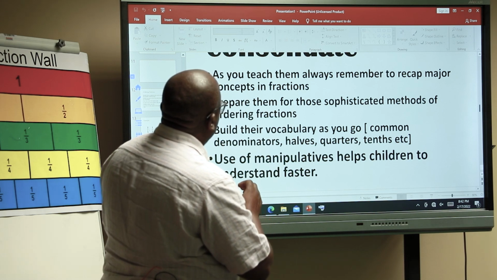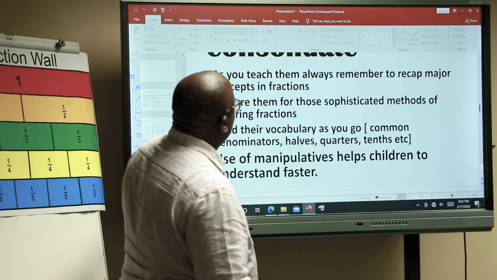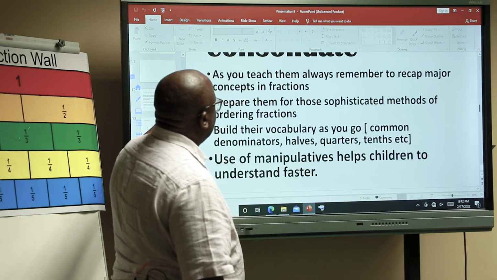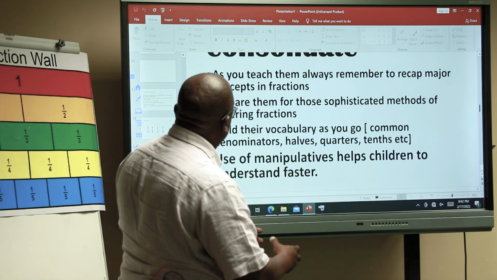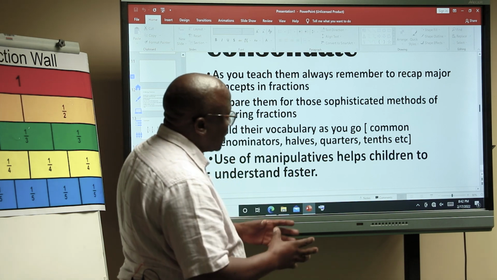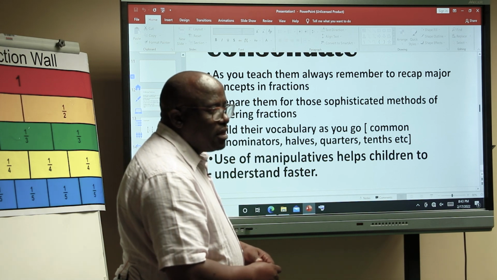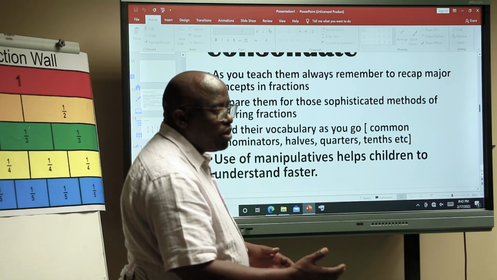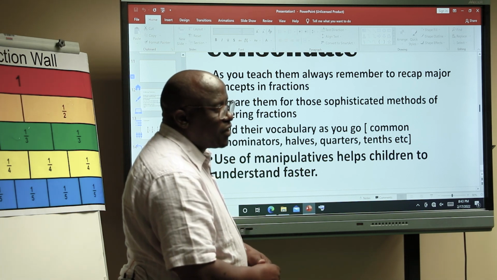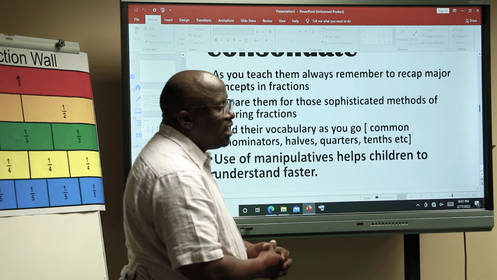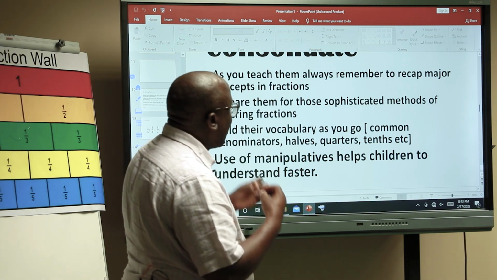I want us to look at fractions today, consolidating our skills and helping our learners to understand fractions. We all know that fractions give many of our learners challenges when they go to decimal fractions, to percentages, even addition of fractions with different denominators. Our learners always have a challenge. Let's look at what we need to do to help them.